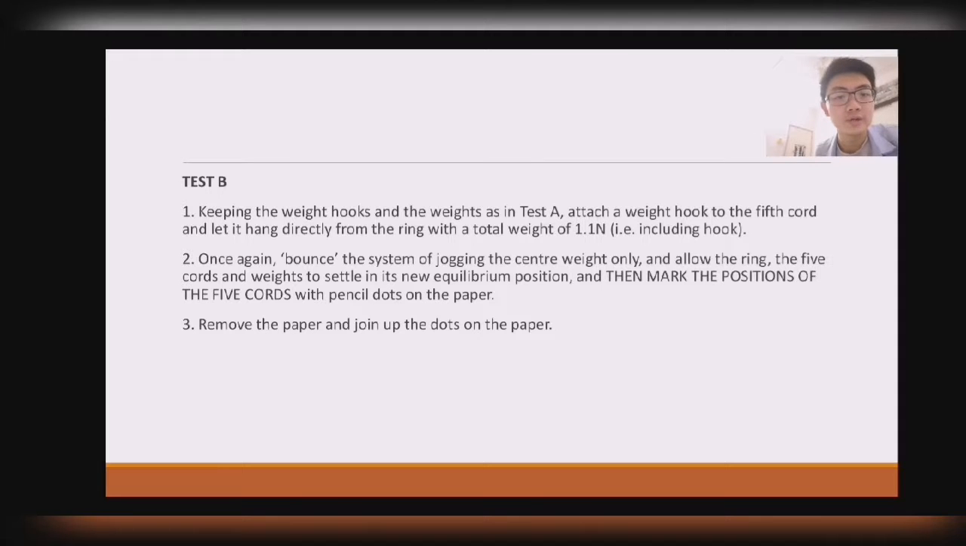After that, we mark the position of the fifth cord with pencil dots on the paper. Lastly, we remove the paper again and draw out the dots on the paper.